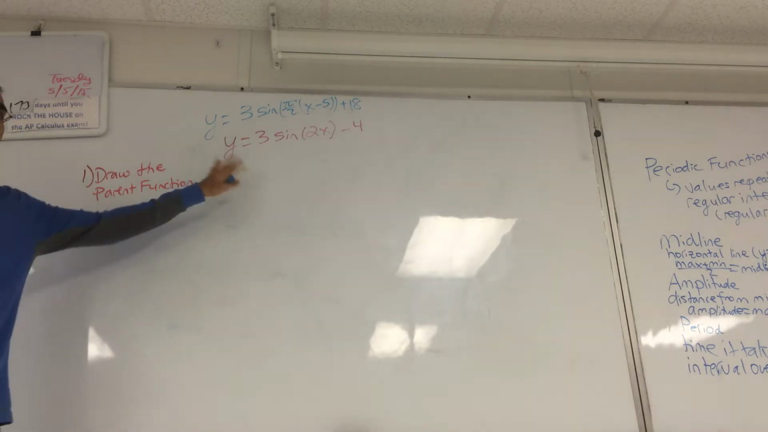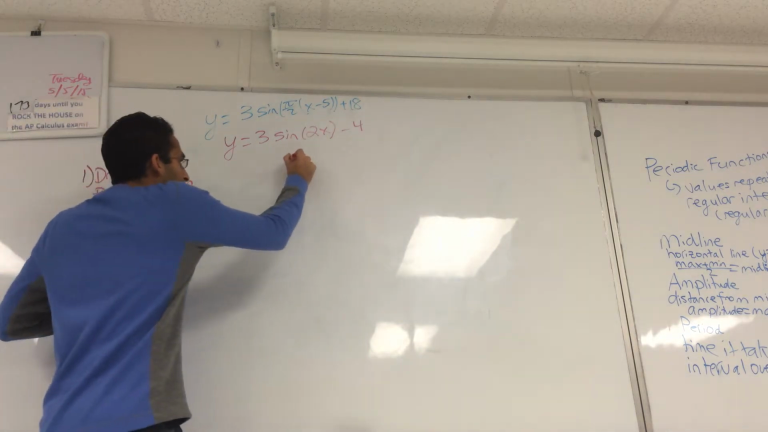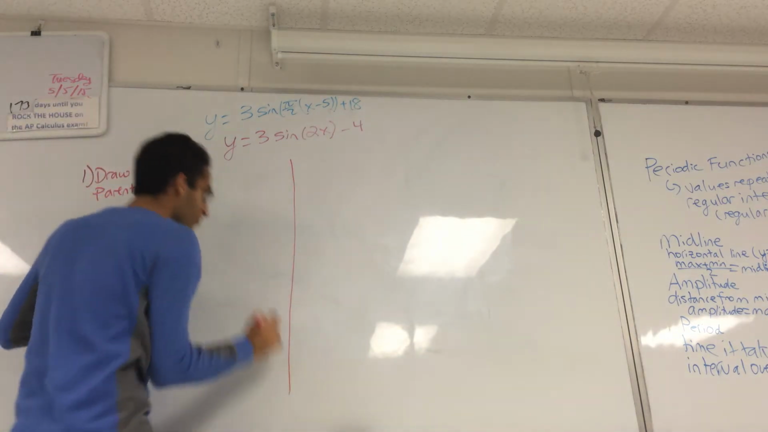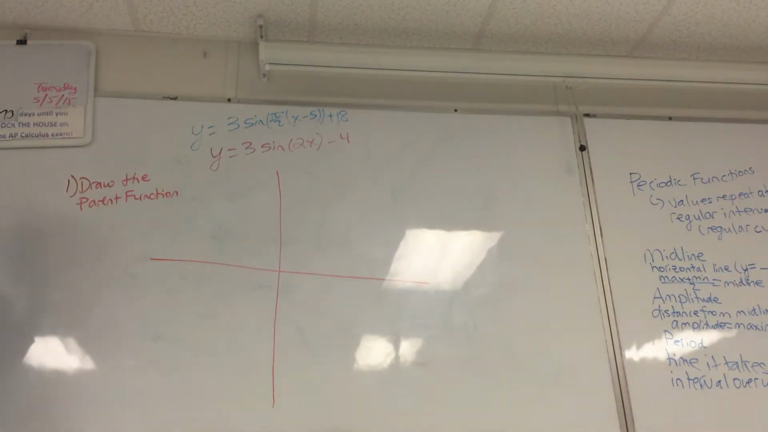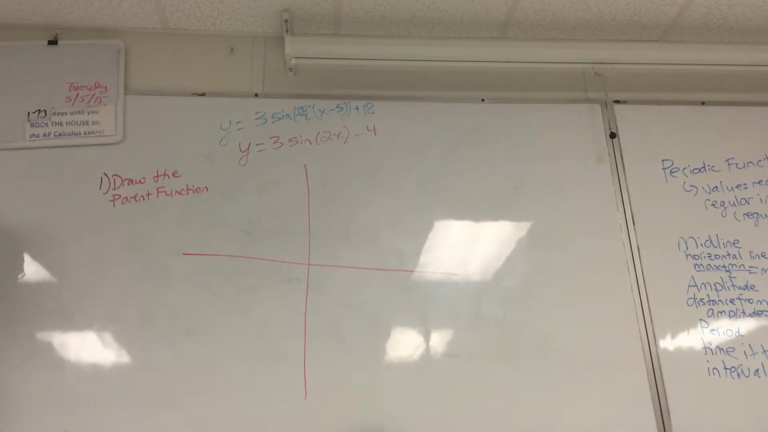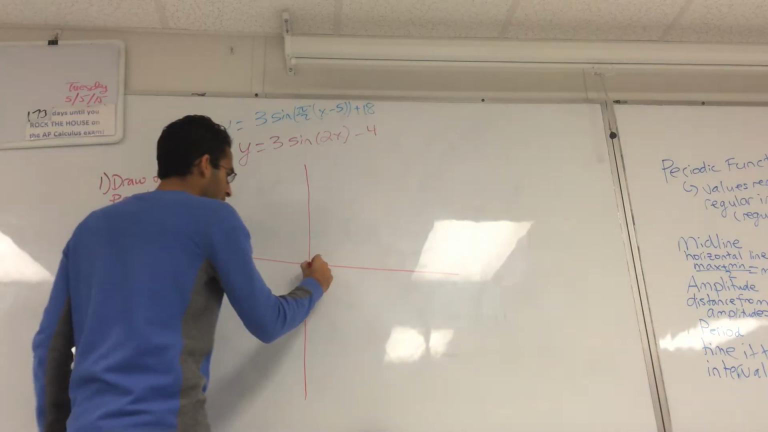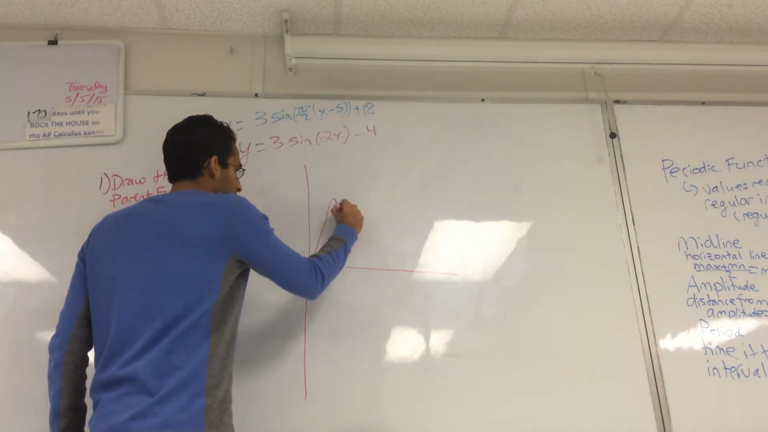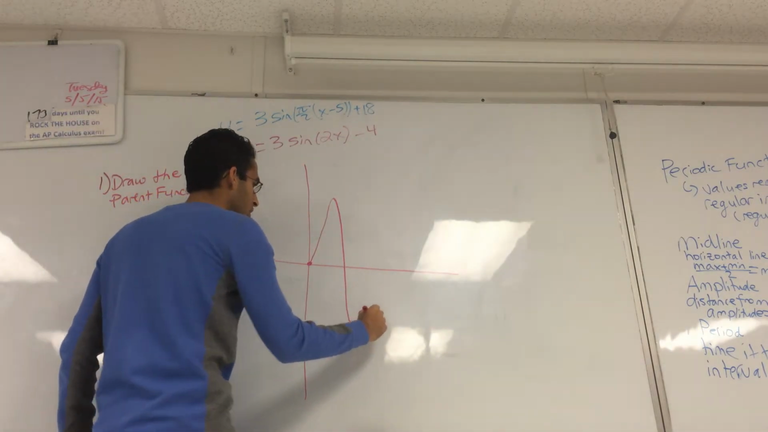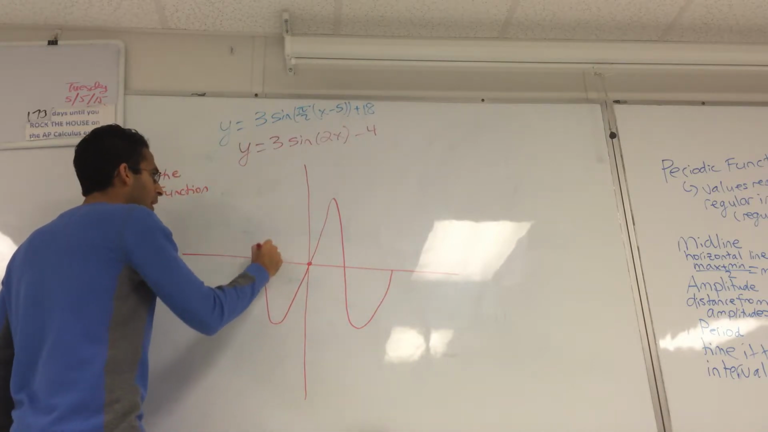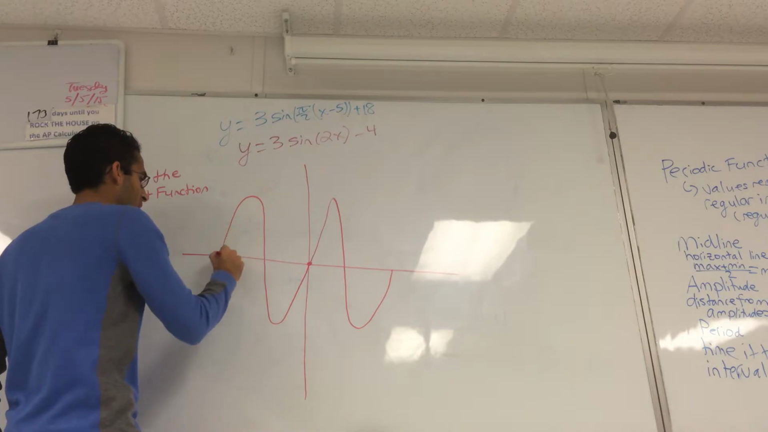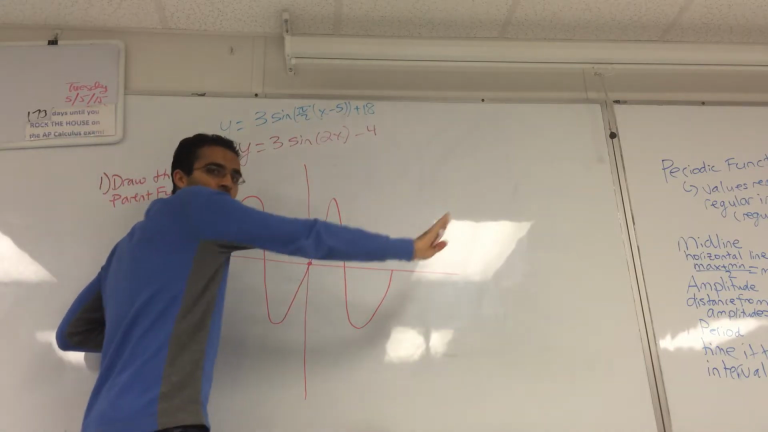So the parent function here, you should have some axes. Keep it very big. Okay. Parent function sine of x. I'm going to draw that. I'm going to start here. Going to come up, down, up. Then I'm going to come down, up, down. We know this graph goes on forever.